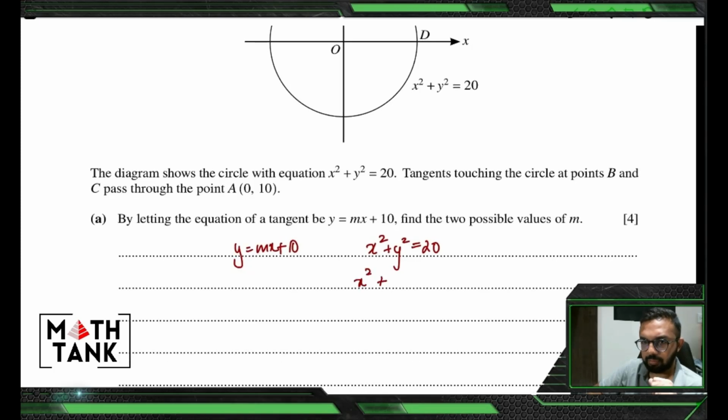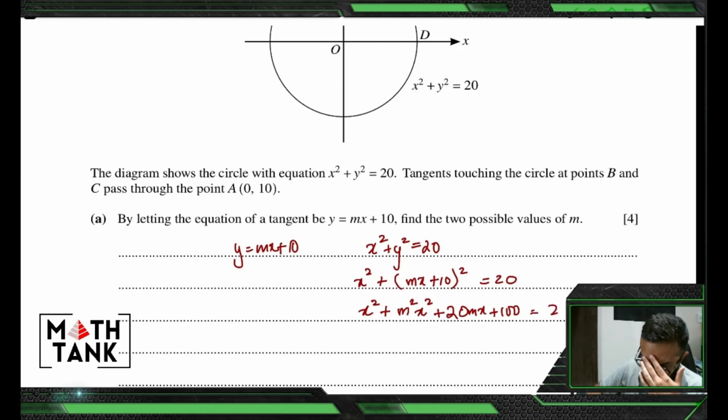So x squared plus (mx plus 10) whole squared equals 20. So x squared plus m squared x squared plus 20mx plus 100 equals 20.